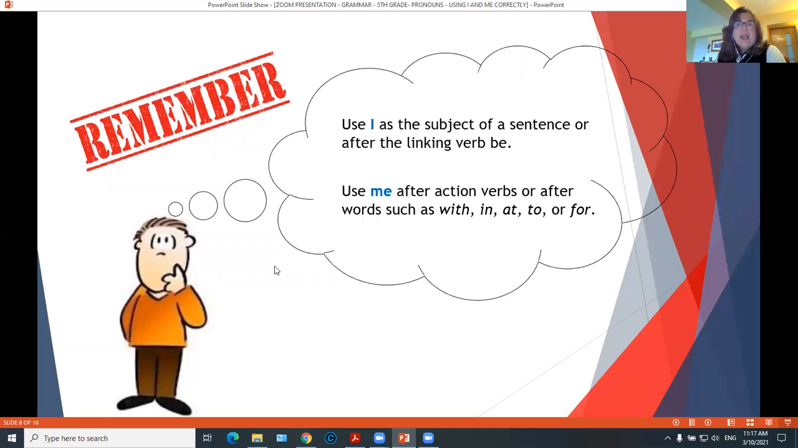Remember, use I if you're talking about the subject of a sentence or after the verb be. Use me after action verbs or after words such as with, in, at, to, or for.